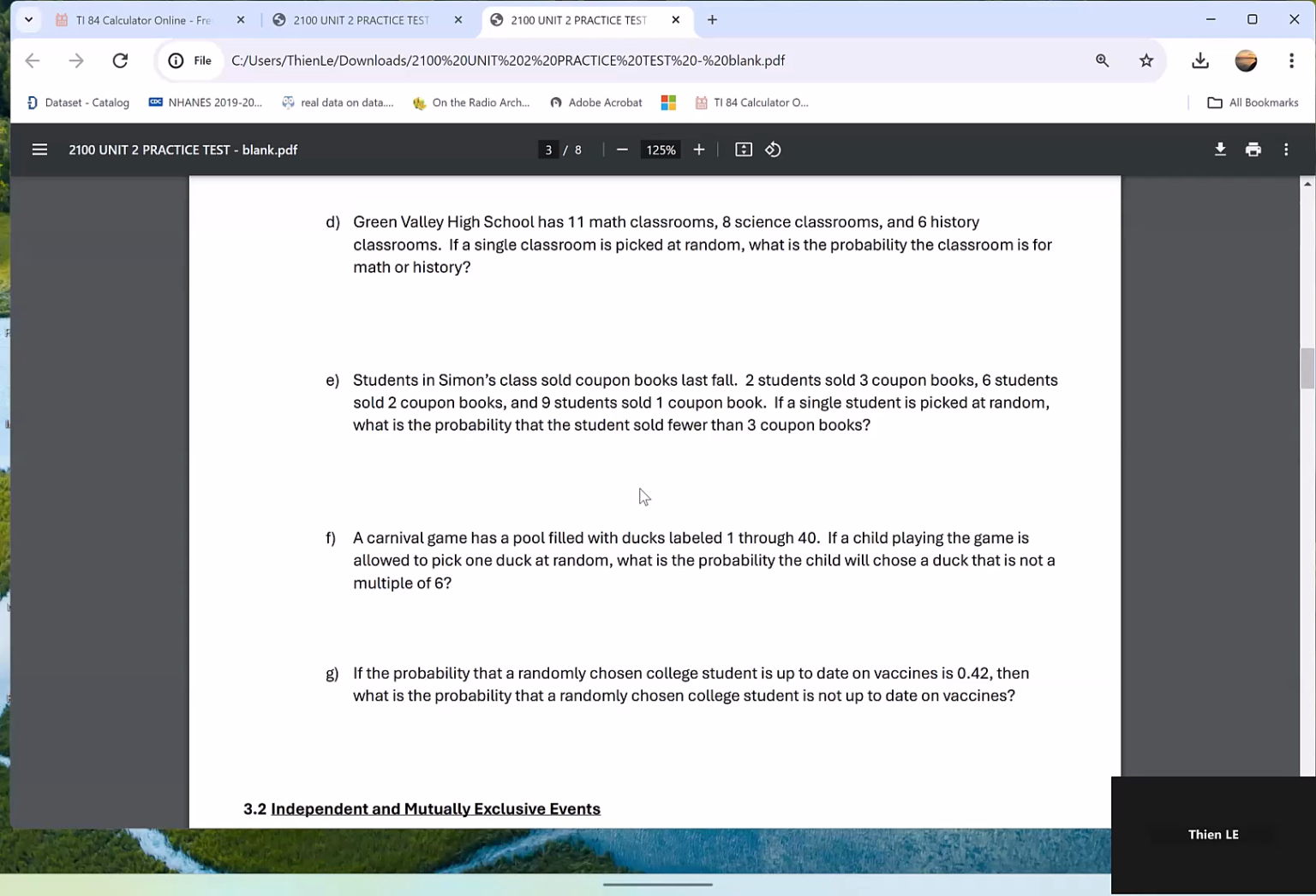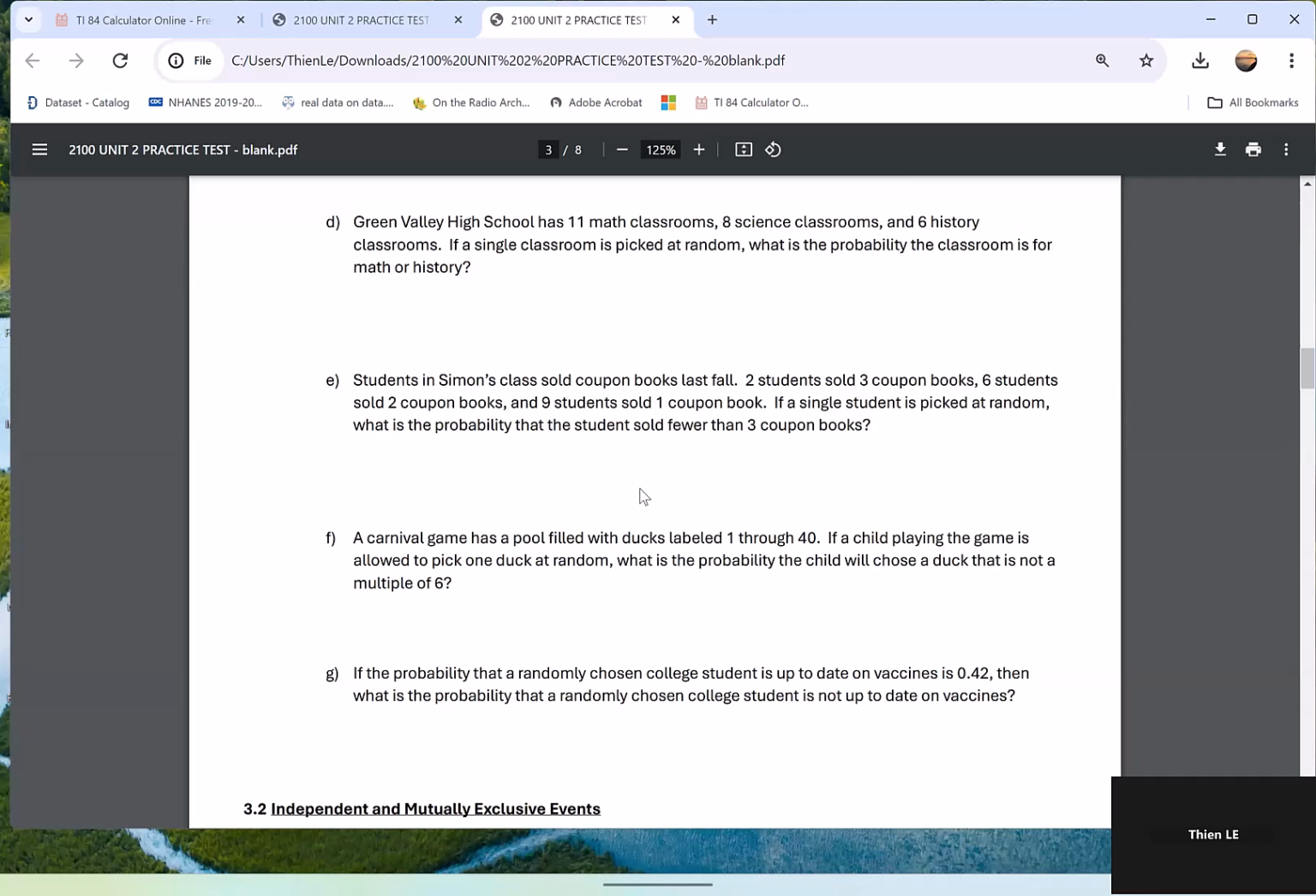If the probability that a randomly chosen college student is up to date on vaccine A is 0.42, then what is the probability that a randomly chosen college student is not up to date on the vaccine? So it's a complement, right? Again, if the probability of being up to date is 0.42, then not up to date is just 1 subtract 0.42, which is 0.58, right? 0.58.